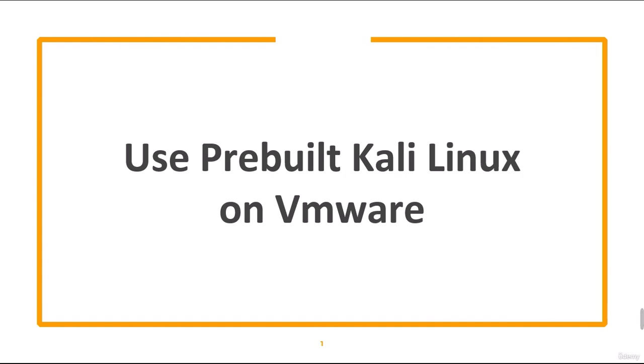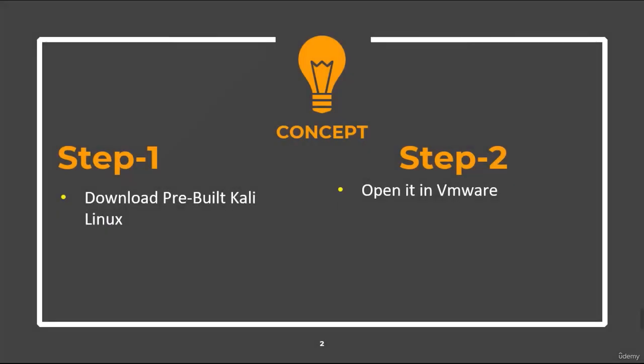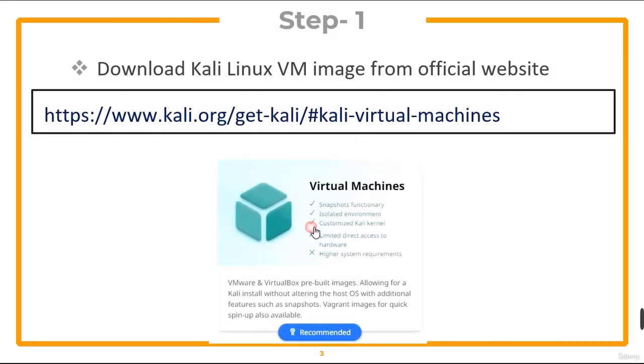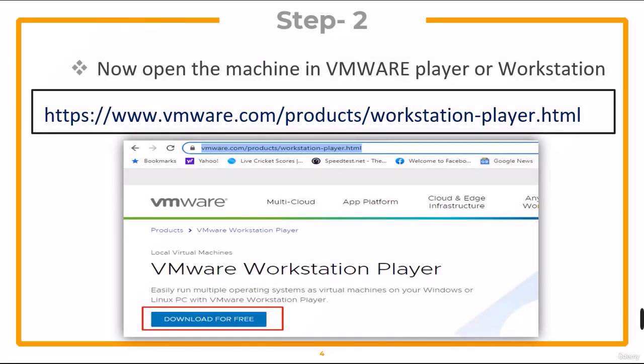In this video, we are going to see how we can use pre-built Kali Linux on VMware. The concept is very simple. The first step, you need to download pre-built Kali from the official website, and in step 2, you only have to open it in VMware. So in step 1, download Kali Linux virtual machine image from the official website. And now in step 2, open the machine in VMware Player or Workstation.